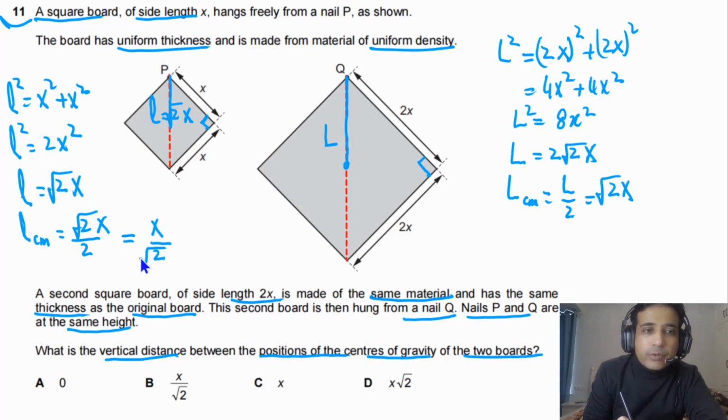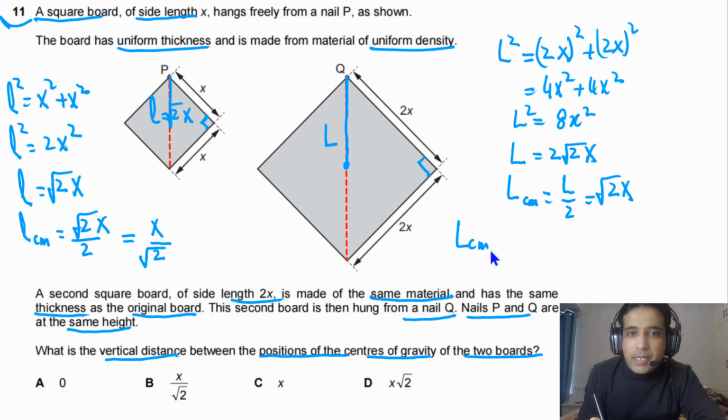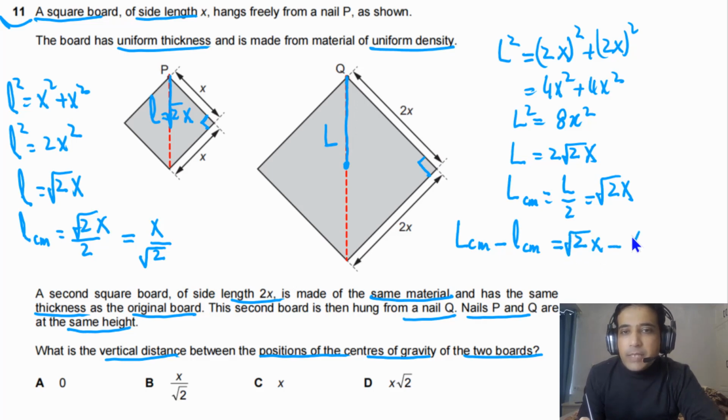Now we need to find the difference between these two, meaning we need to find out LCM minus small lcm. So we have LCM, that is root of 2 times x, minus x divided by root of 2. Now from here, how can we write this down? Root of 2 multiplied with root of 2 gives 2x, and here we get x. And finally, this will be equal to x divided by root of 2.